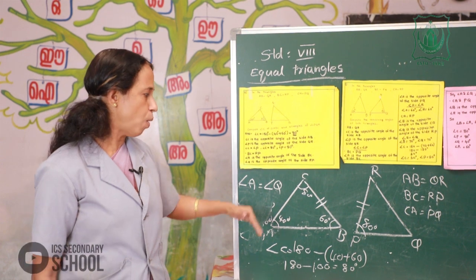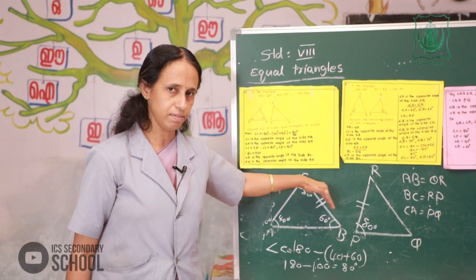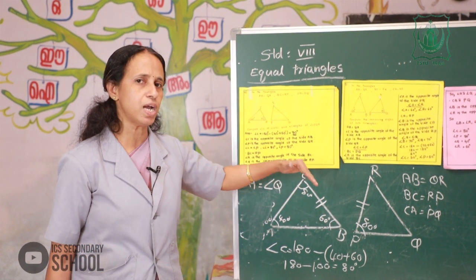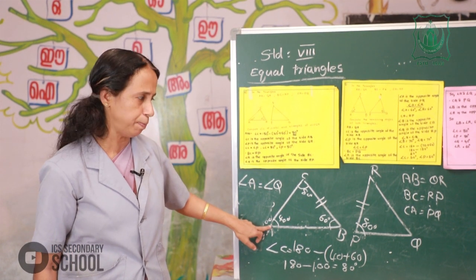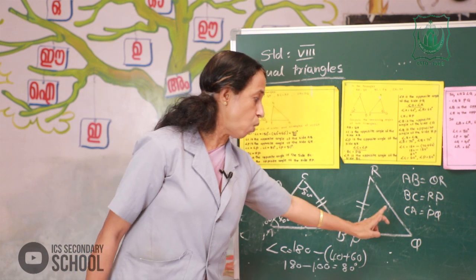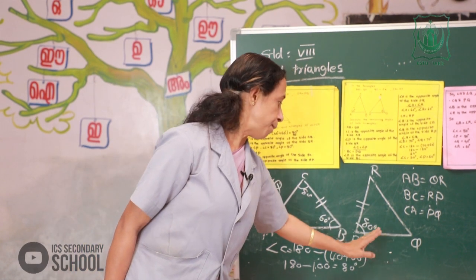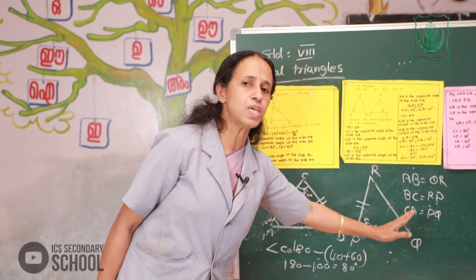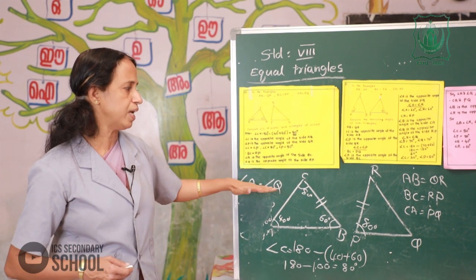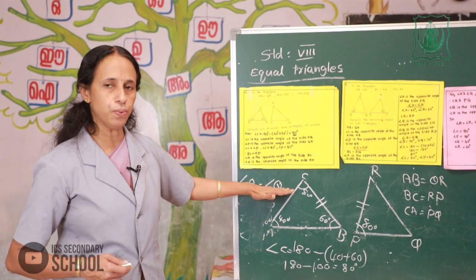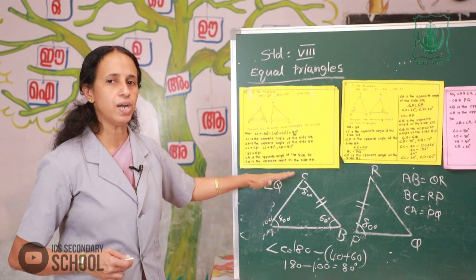Which angle is the opposite angle of the side BC? Angle A is the opposite angle of the side BC. Which angle is the opposite angle of the side PR? Angle Q is the opposite angle of the side PR. So we can write angle A equal to angle Q.